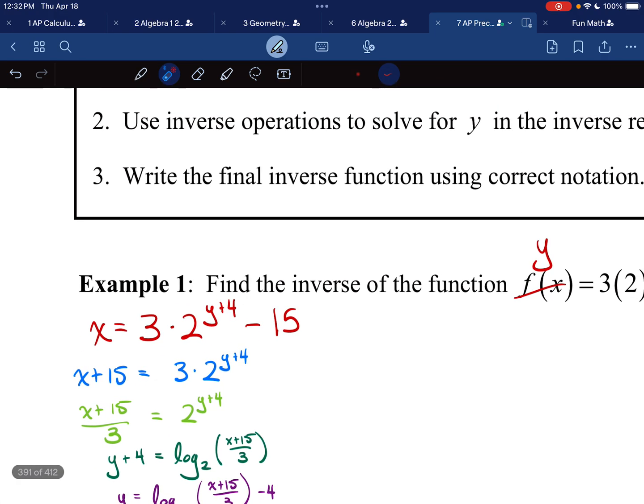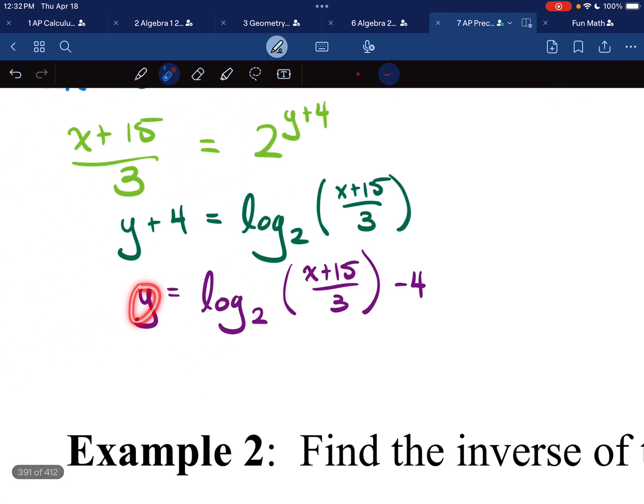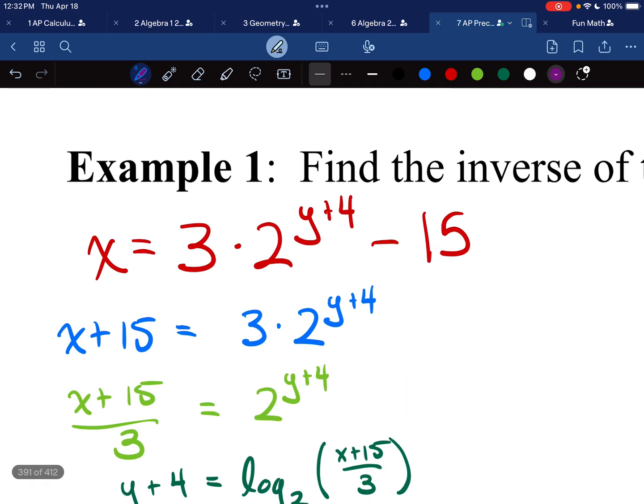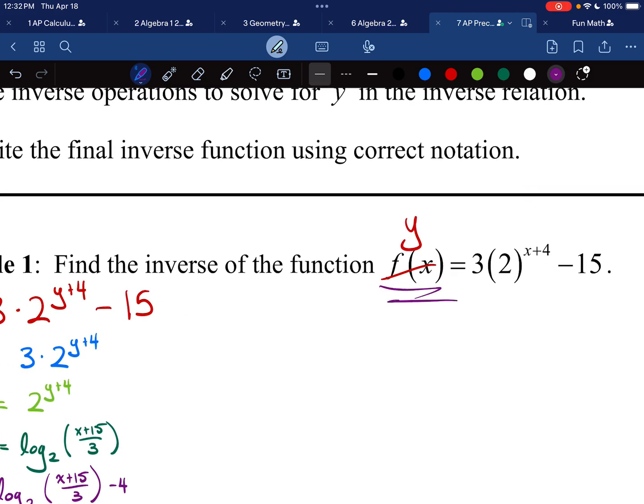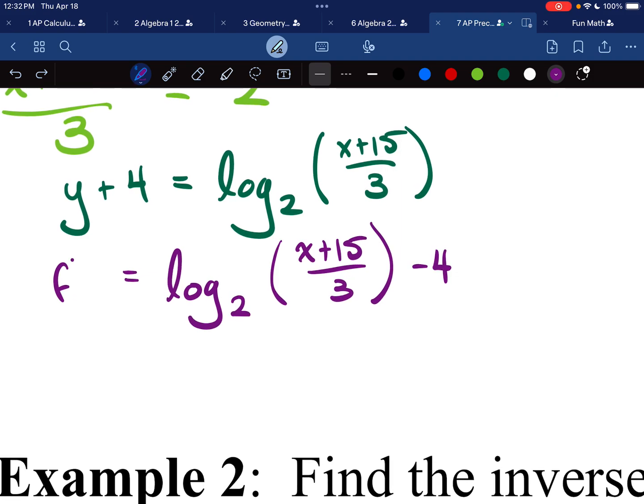Again, it says at the very end, we need to write the final inverse function using the correct notation. The correct notation isn't y equals. We're going to erase that, and I'm going to switch that out for an f. Was it an f or was it g? It was originally f, so let's keep an f inverse of x. That's f to the power of -1 of x. That's how we say f inverse.